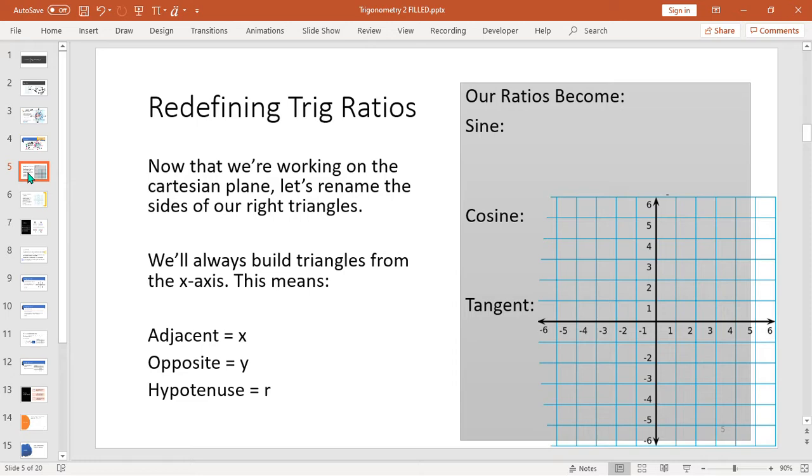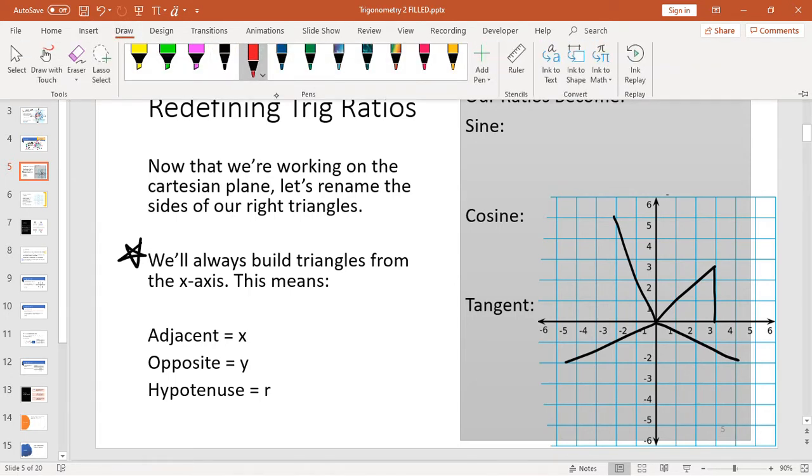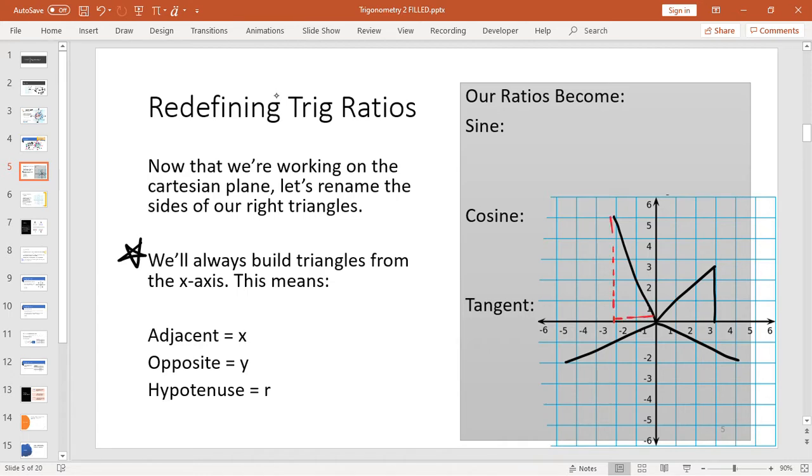Since we're hanging out on the Cartesian plane now, we're going to start redefining or calling our sides different things. And I always want you to build triangles from the x-axis, no matter where you end up building it. So maybe you can have a triangle that you're going to build from a terminal arm. The easy one is our standard one. But we could also have one in this quadrant built from there. We could have one in, let's say, this quadrant built from here, or even another one in this quadrant. And every time we do these ones, we're going to have sides like this. So these are our little right triangles in different positions.